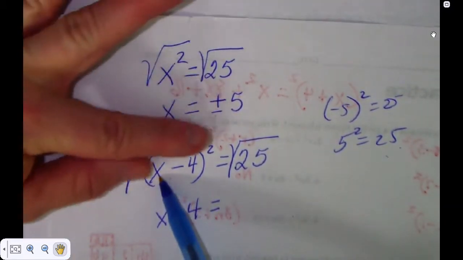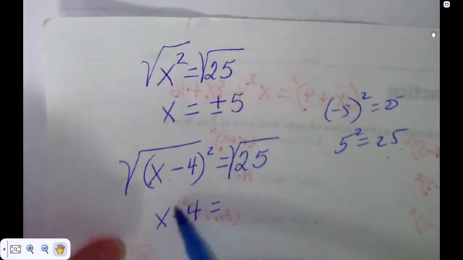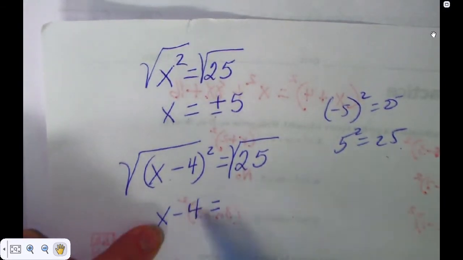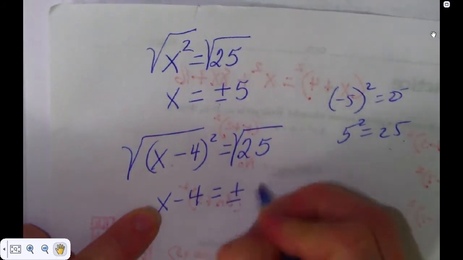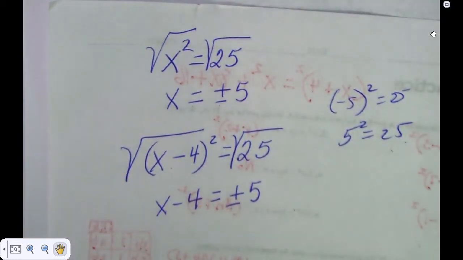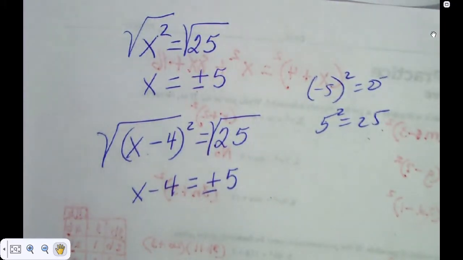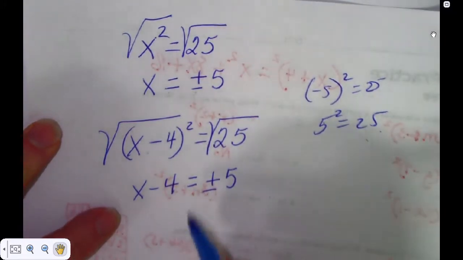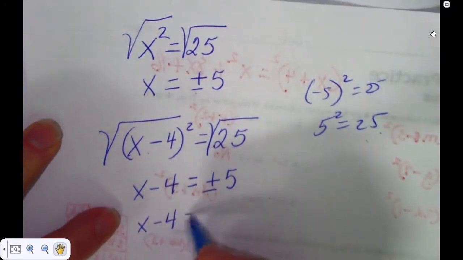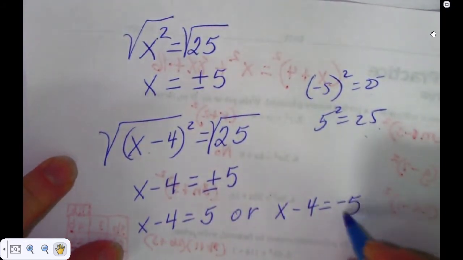It was x minus 4 squared equals 25. So we're going to take the square root of both sides. So x minus 4, does everybody see why it's going to be x minus 4? Equals plus or minus 5. And you have to do that right there. Plus or minus 5. Now, so you know that x minus 4 equals 5 or x minus 4 equals negative 5.